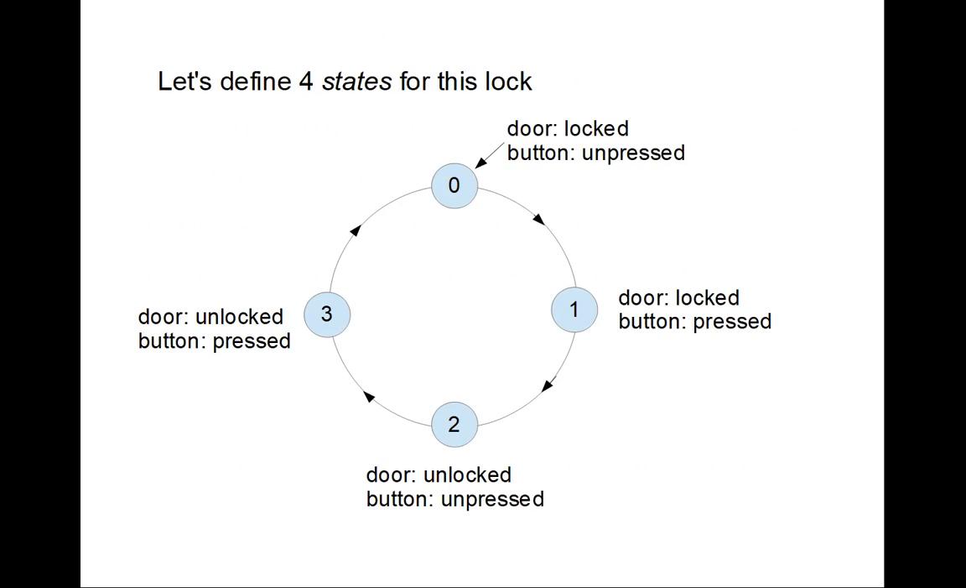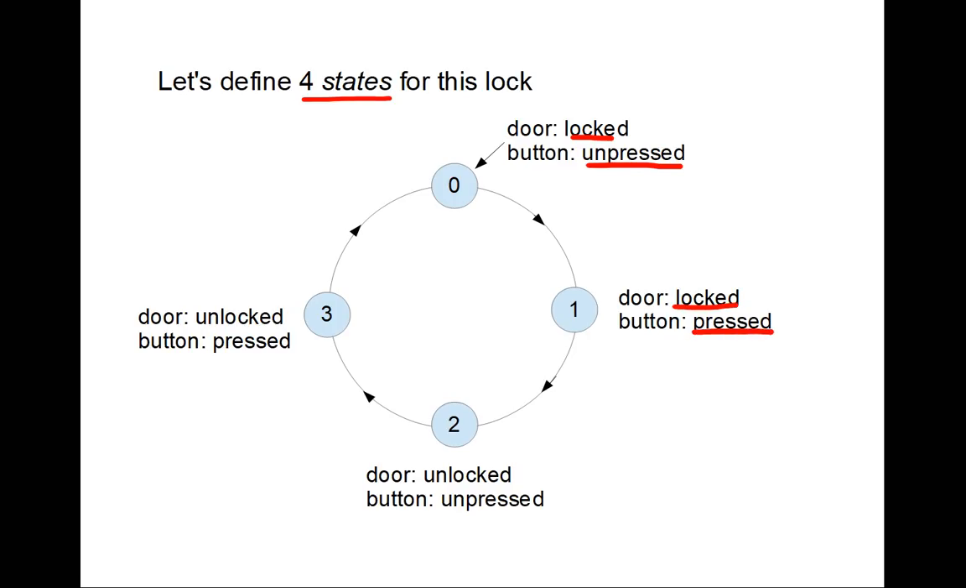So we're going to begin this by defining states. A state is actually a formal mechanism for talking about where this door lock is at any particular point in time. So we're going to define 4 states. The first state is the door is locked and the button is unpressed, and I'll call it state 0. Generally, we number states from 0. The second state is the door is locked, but the button is pressed.